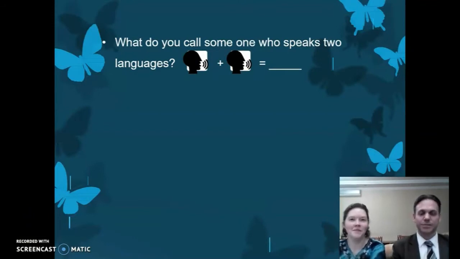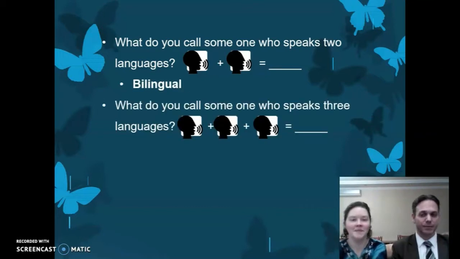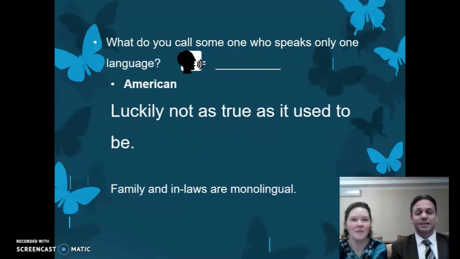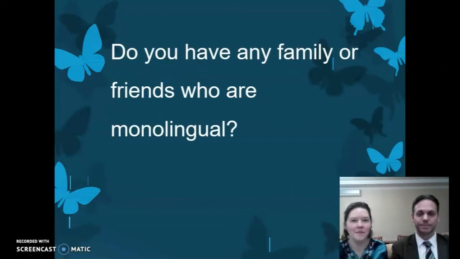What do you call someone who speaks two languages? Bilingual. What do you call someone who speaks three languages? Trilingual. What do you call someone who speaks only one language? American. Luckily, it's not as true as it used to be. This is an old joke that I've heard. Unfortunately, most of my family and in-laws are monolingual, and many of my friends in the United States are monolingual as well. Do you have any friends or family who are monolingual?